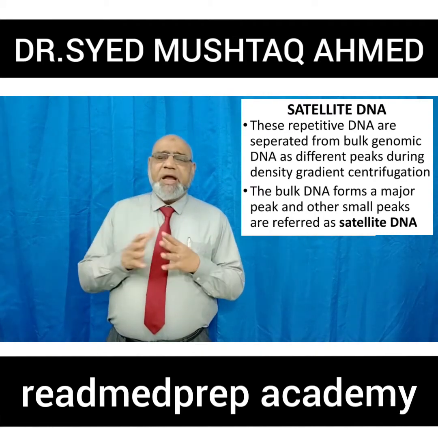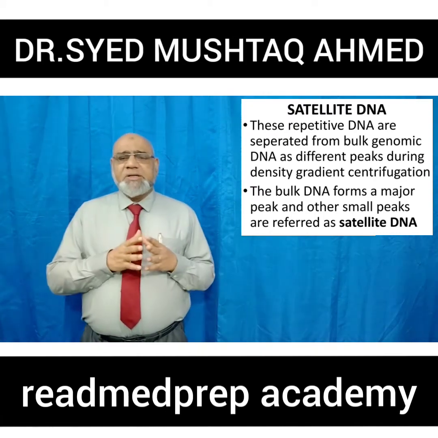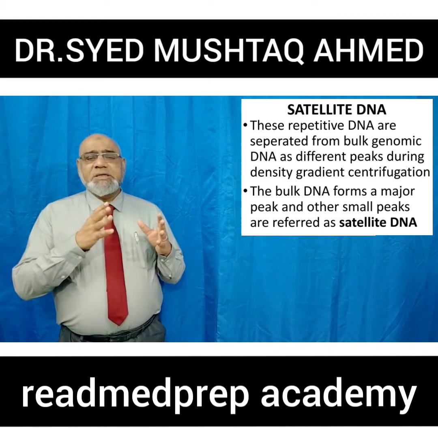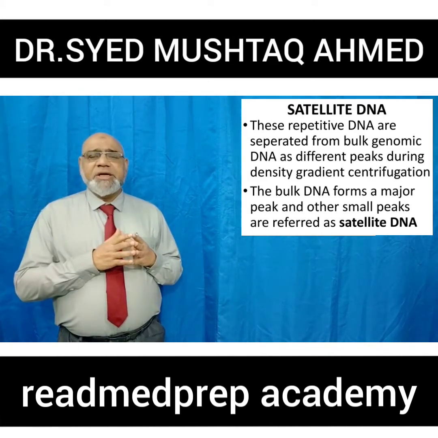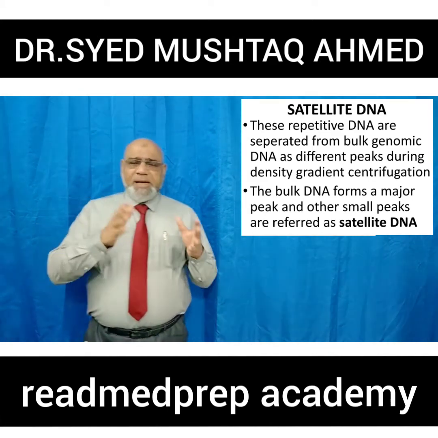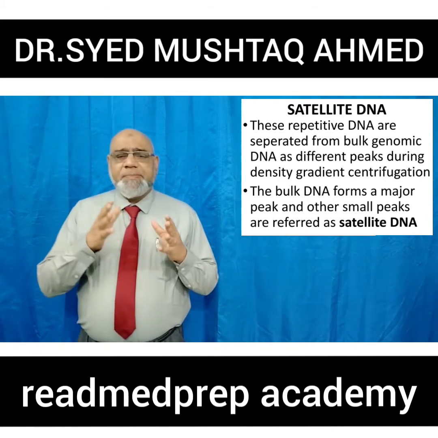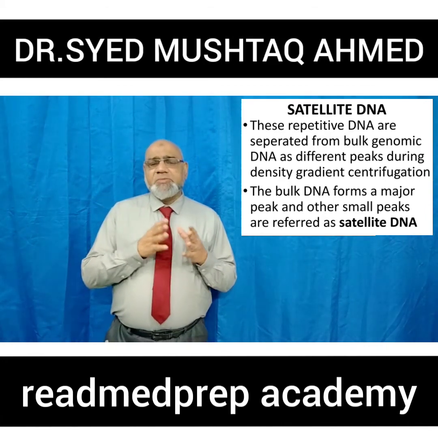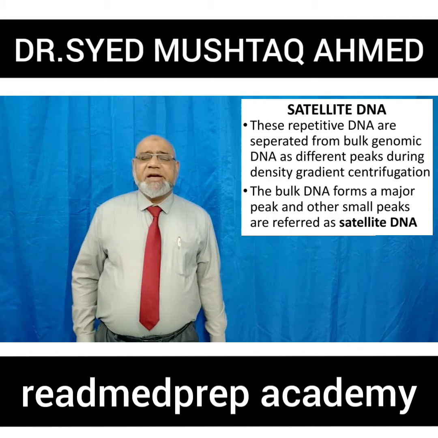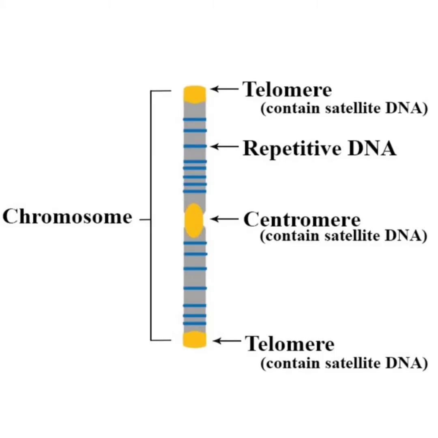These repetitive DNA are separated from the bulk genomic DNA as different peaks during density gradient centrifugation. The bulk DNA forms a major peak and other small peaks, and these are referred to as satellite DNA. Here in the chromosome you can see that the satellite DNA is present on either side in the telomere and in the center in the centromere, whereas the repetitive DNA is present between the telomere and the centromere.